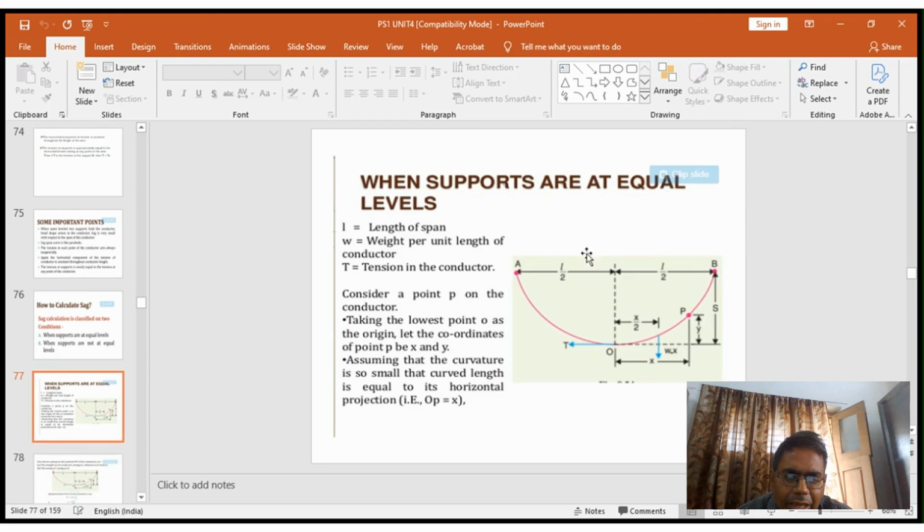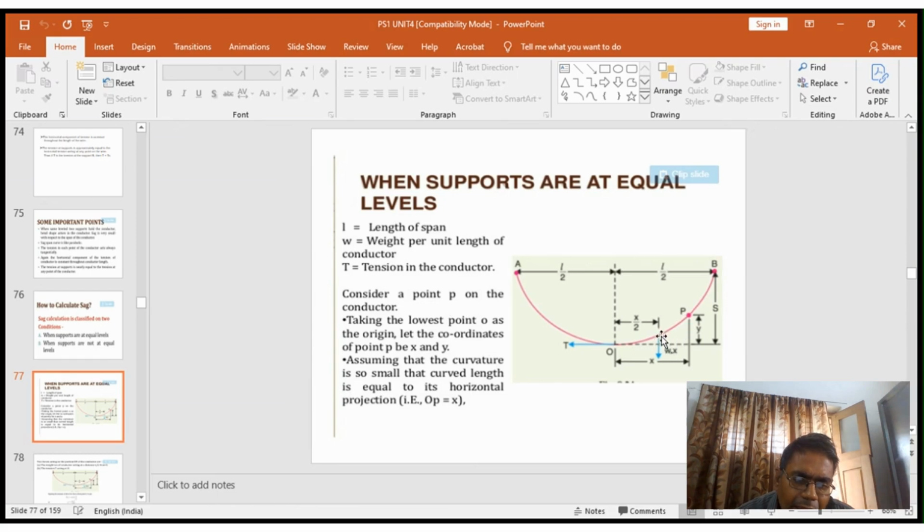When supports are at equal level, A and B are the two supports of the conductor. O is the lowest point on the conductor. L is the span length, the horizontal distance between the two supports. At the lowest point O, the tension is T. W is the weight of the conductor per meter length. W into x is the weight of the conductor acting downward at a distance of x by 2 from O. At point P we consider the coordinates x and y.